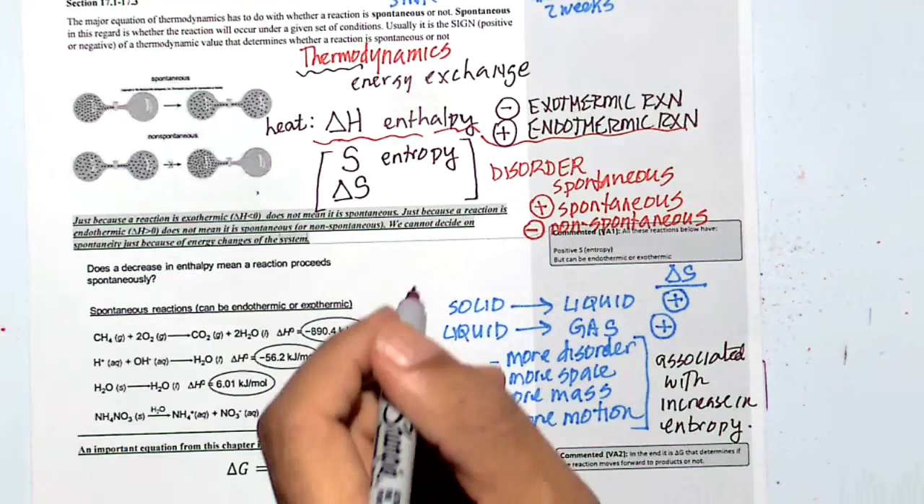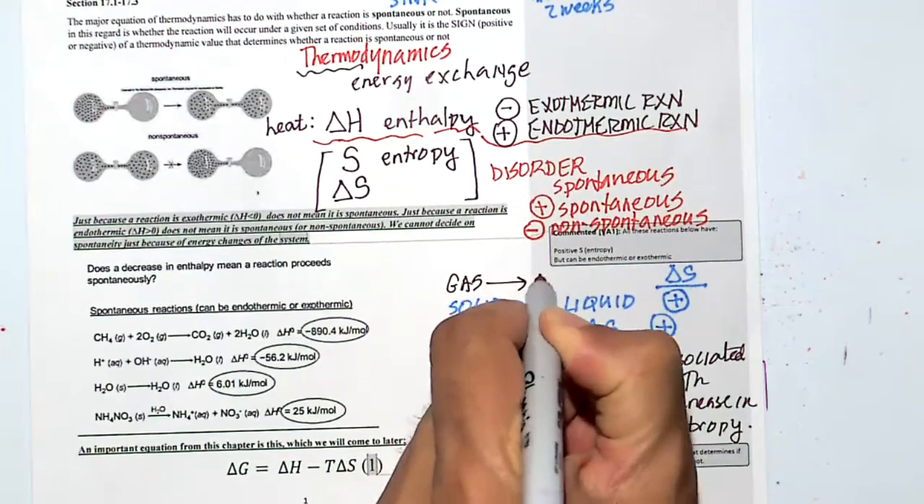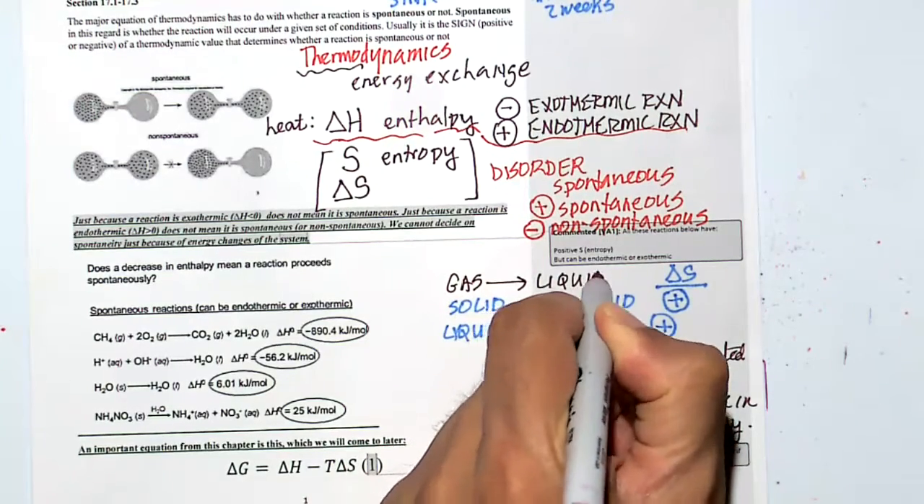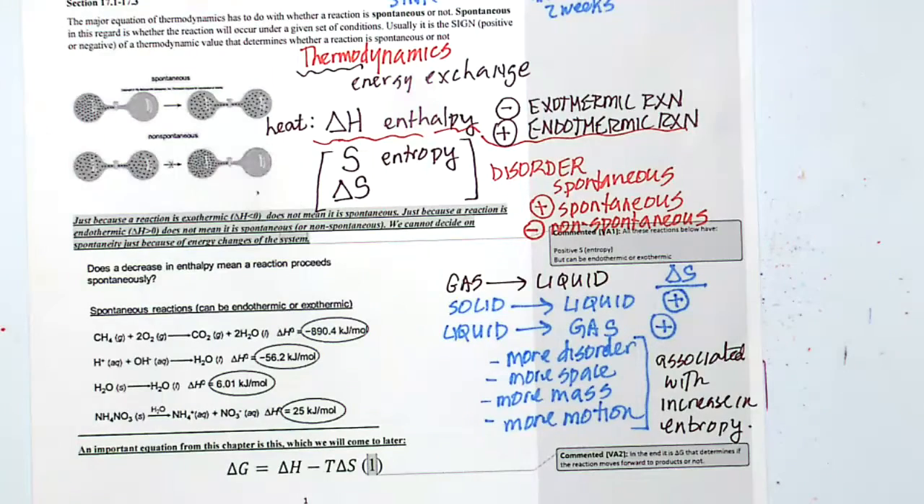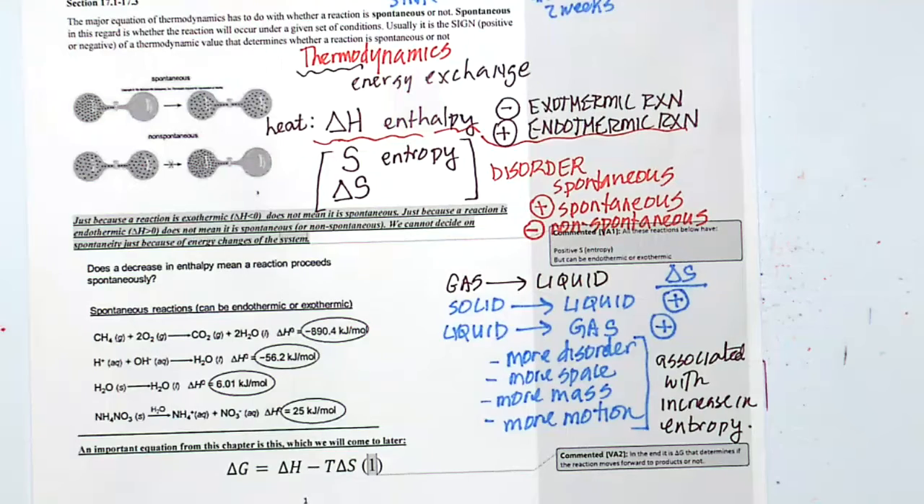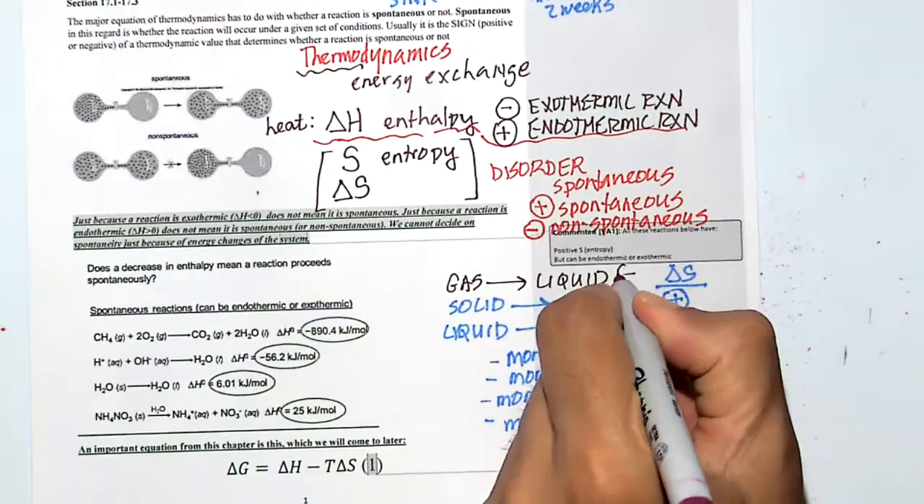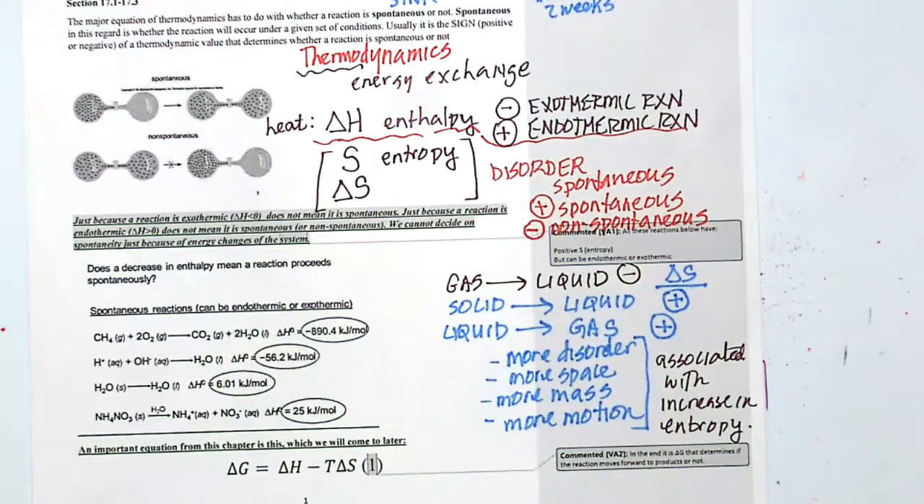All right. How about this? If you have a gas and it goes to a liquid, would that delta S be positive or negative? Are we going to more order or less order? It should be negative because there's more order. Molecules are more packed. Molecules have more structure to them.